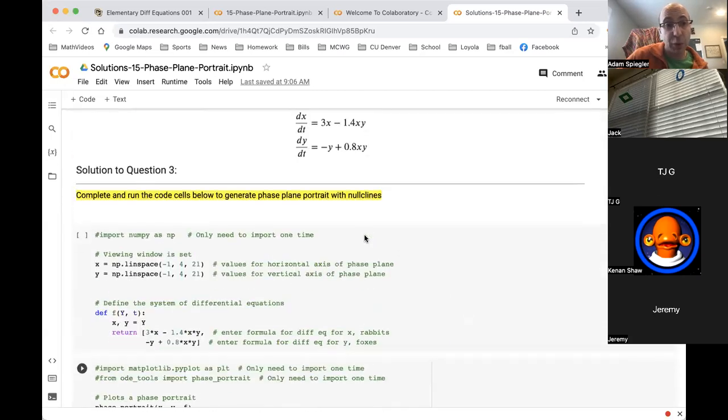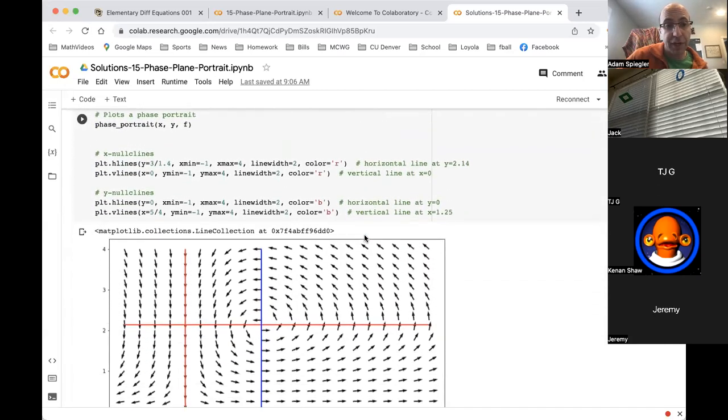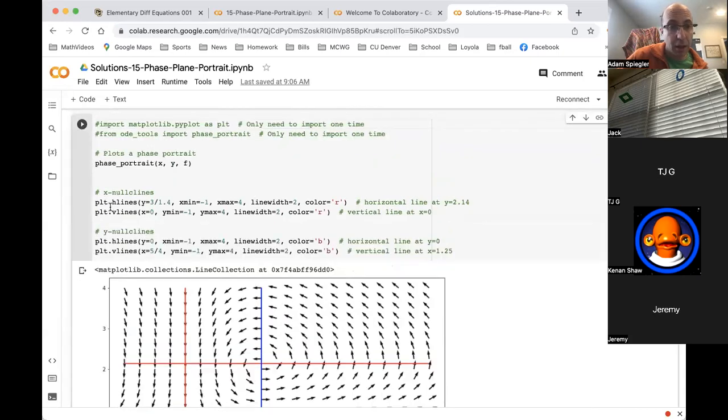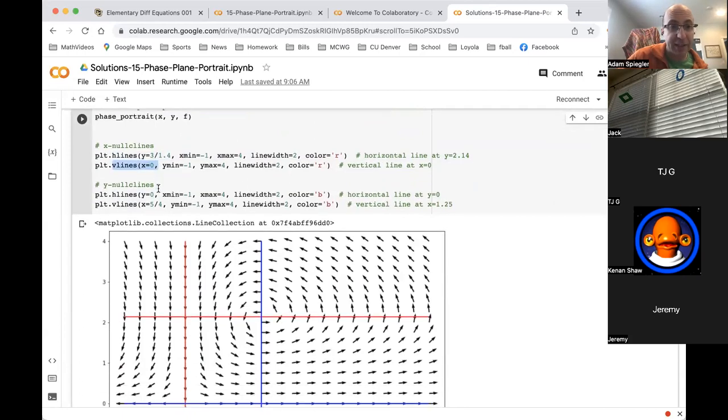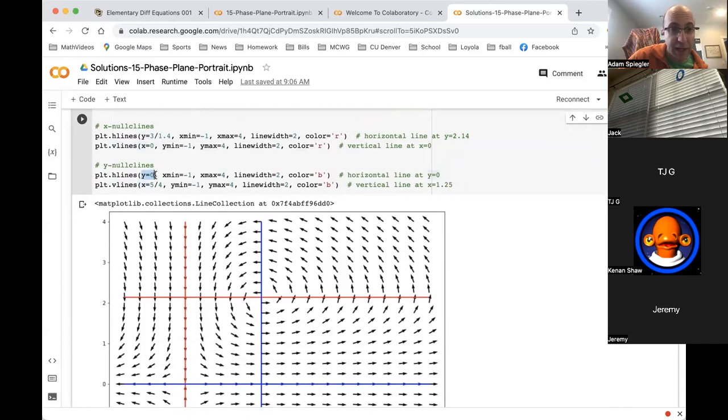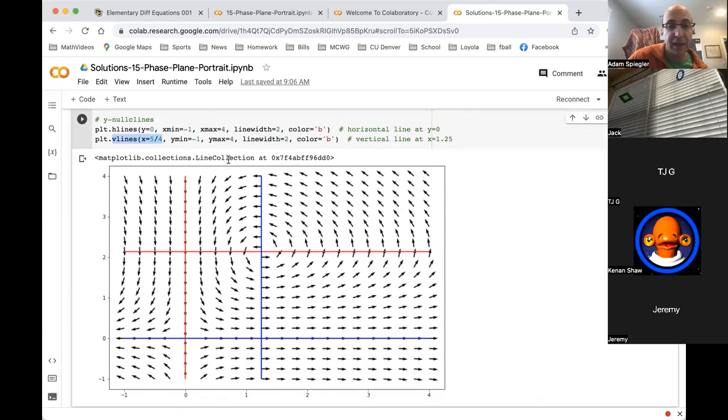So if you run these lines of code, what I've done is I've just added a horizontal line at y equals 3 over 1.4, a vertical line at x equals 0, a horizontal line at y equals 0, and a vertical line at x equals 5/4, which is 1.25. And that gave us this picture over here. So we can see the swirly thing going on around this equilibrium. We can see the semi-stable equilibrium at the origin. And we get the fact that in these other regions that are being boxed off, these vectors all have the same general direction in those regions.